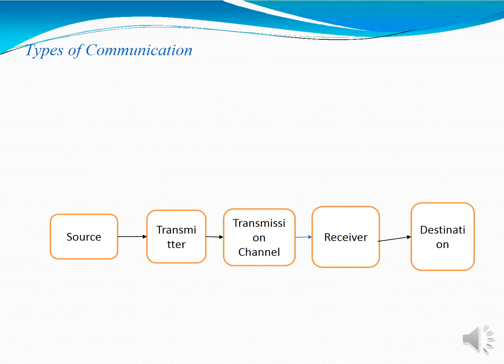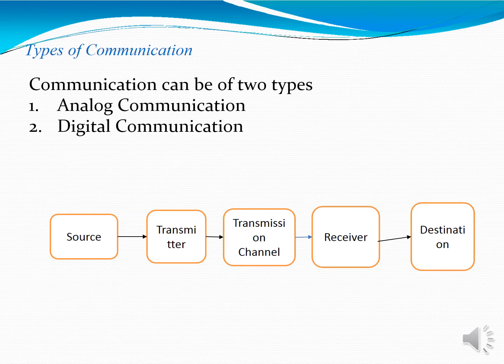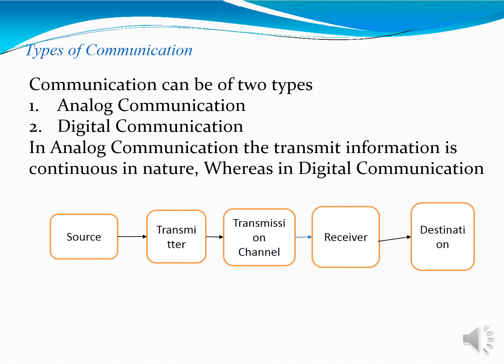In this communication technique, we have one source, then the transmitter, then the transmission channel, then the receiver, and finally the destination. There are two types of communication: analog communication and digital communication. In analog communication, we transmit the information in a form that is continuous in nature, whereas digital communication is discrete in nature.